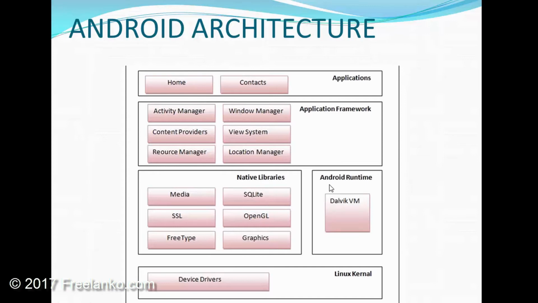Now, here we have the Android runtime. This is the third section of the architecture and available on the second layer from the bottom. This section provides a key component called Dalvik Virtual Machine, which is a kind of Java virtual machine specially designed and optimized for Android. The Dalvik VM makes use of Linux core features like memory management and multi-threading, which is intrinsic in the Java language.